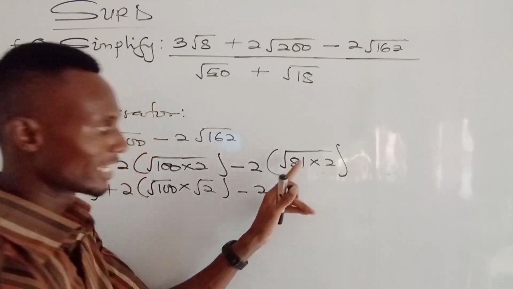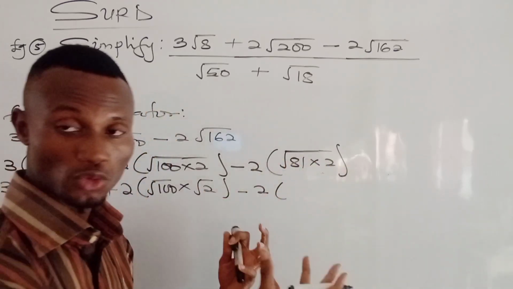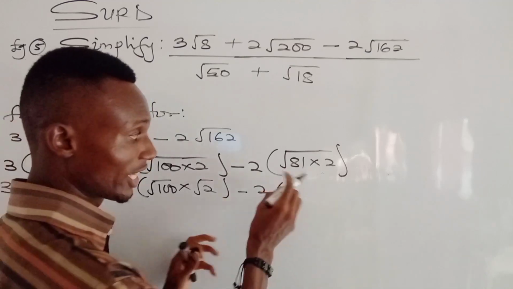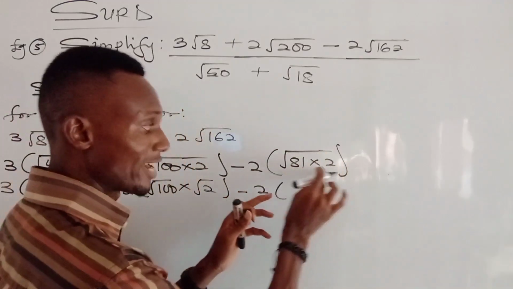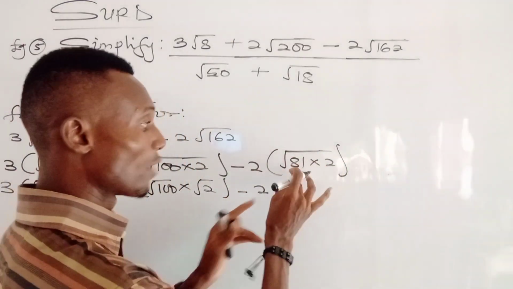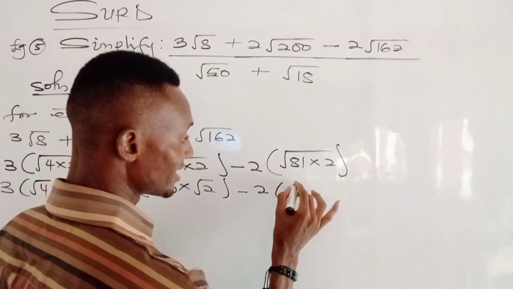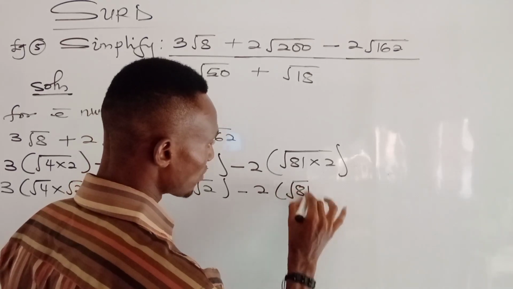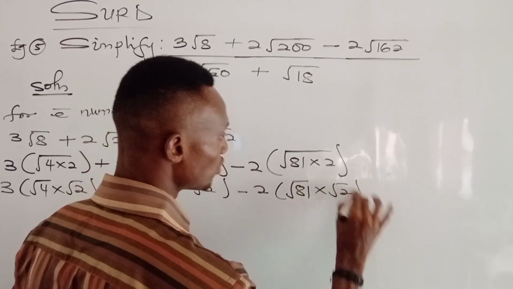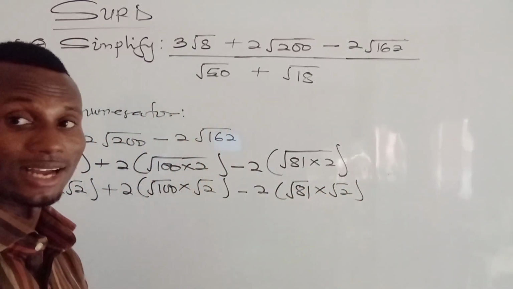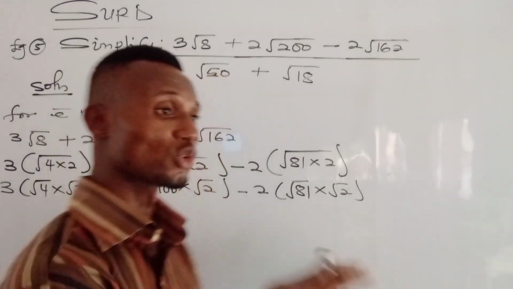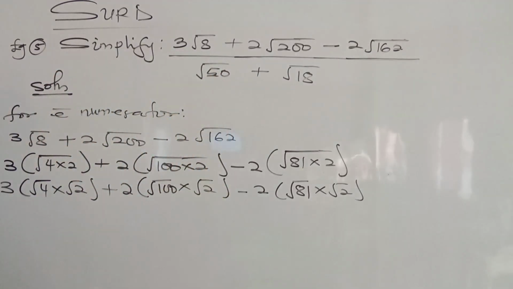Then bring your bracket. Now this one also, we are going to repeat the same process for it. The square root sign affects everything down here. So the square root sign will affect the 81 and also affect the 2 as well. So we are going to write it as square root of 81 times square root of 2. I hope you understand up to this point. Okay, so let's go ahead and simplify further.